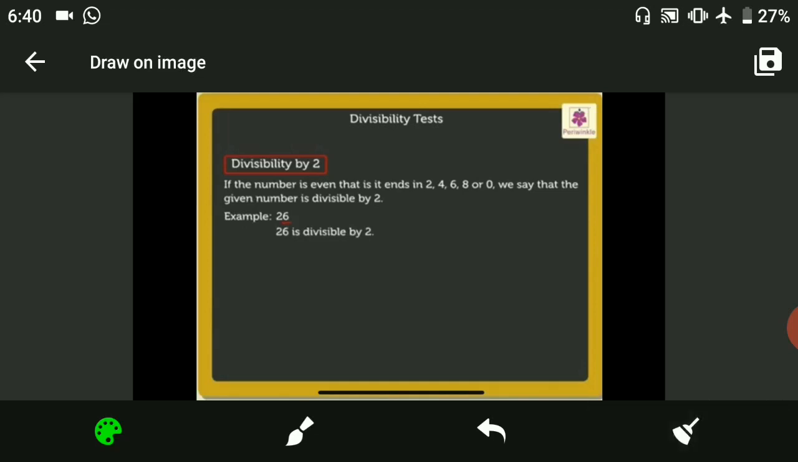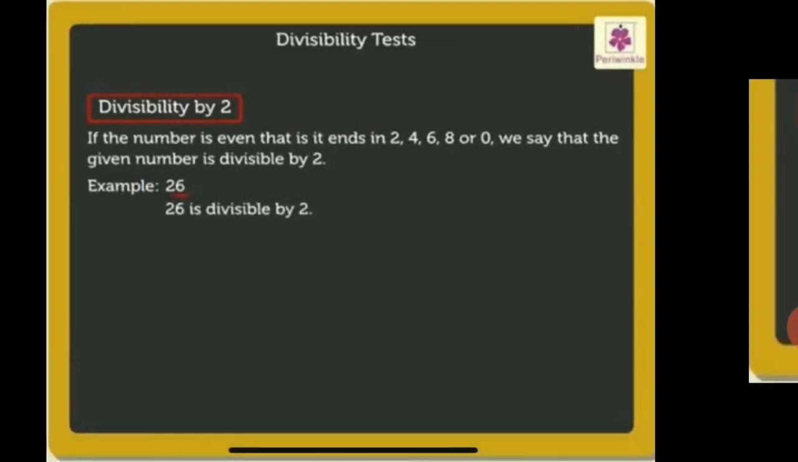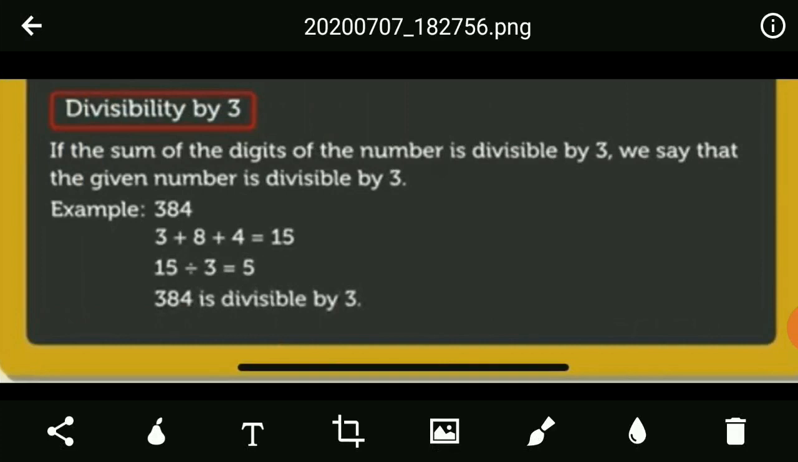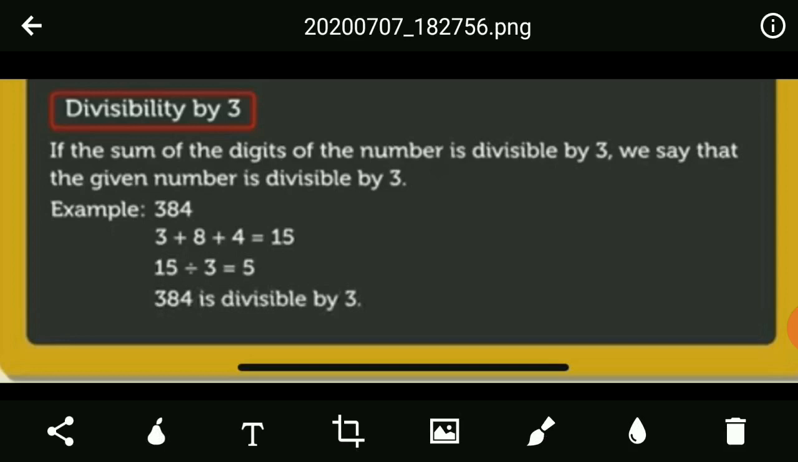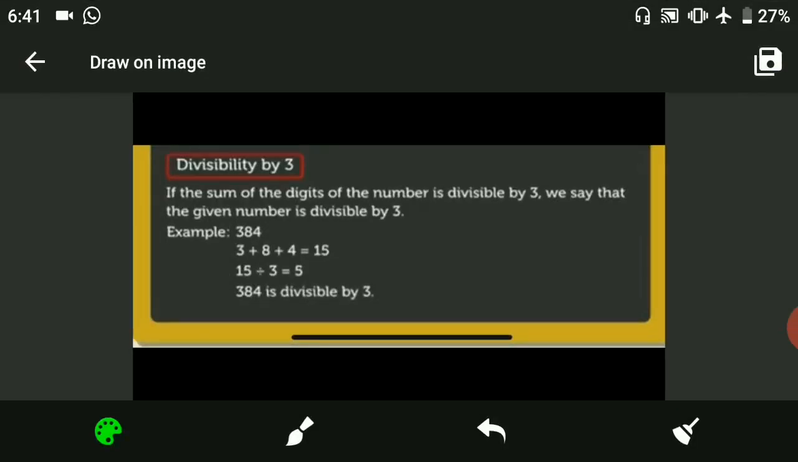Clear? Now we do divisibility by 3. Instead of dividing a number by 3, how can we check that the number is divisible by 3? For that, students, you have to add all the digits of a number. If the sum of the digits of a number is divisible by 3, then we can say that the number is divisible by 3. For example, 384 is given to us.